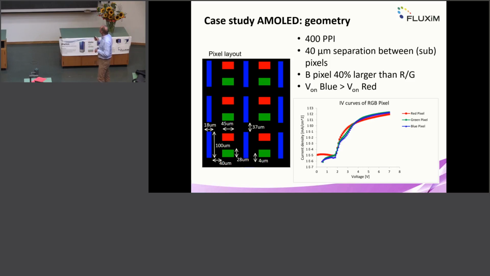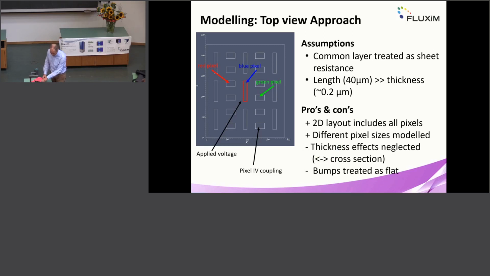So we needed to feed the JV curves of the red, green, blue pixels. In this particular case, the blue pixel is the largest, the red and green are smaller, and there are certain separations. It's interesting that, of course, blue pixels usually have a higher turn-on voltage, so you see that the current increase is later than for the red pixel. You already have a current flowing at lower voltage.